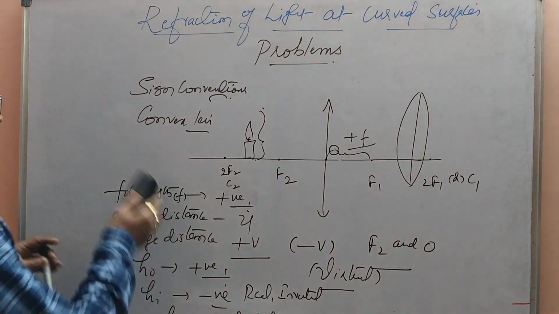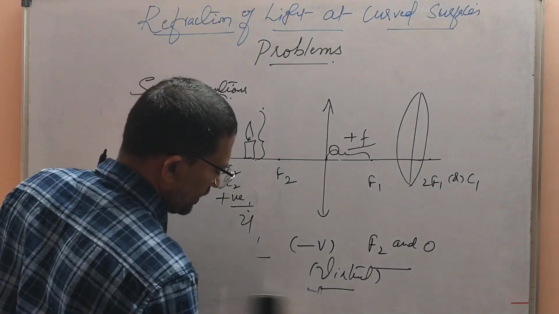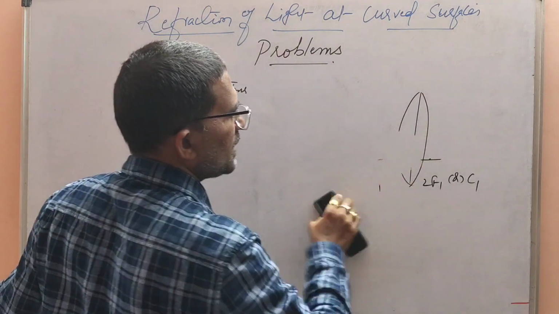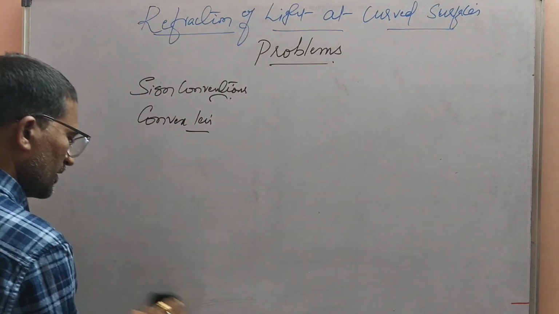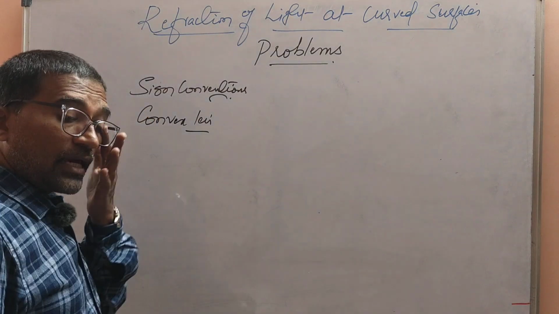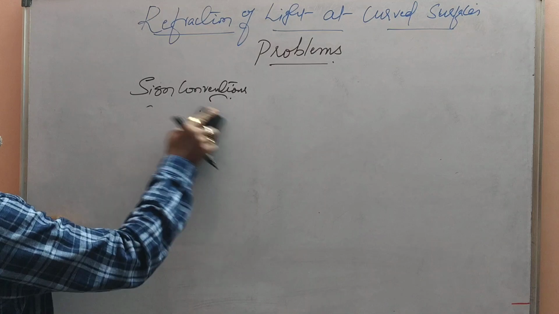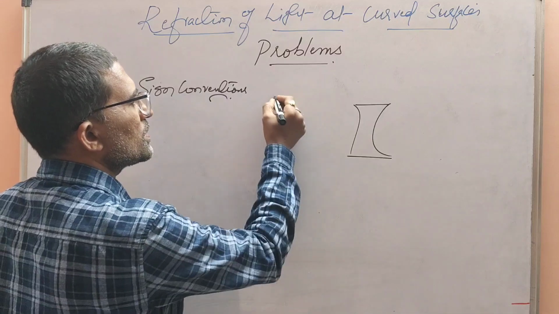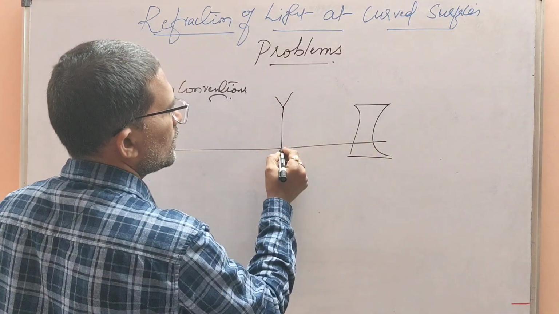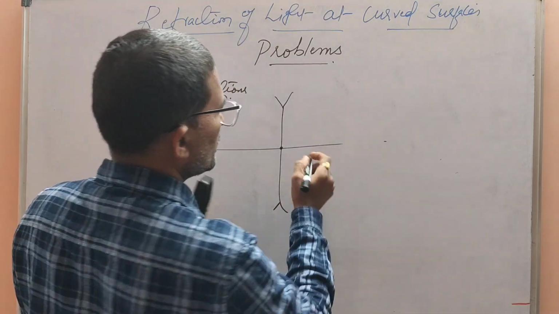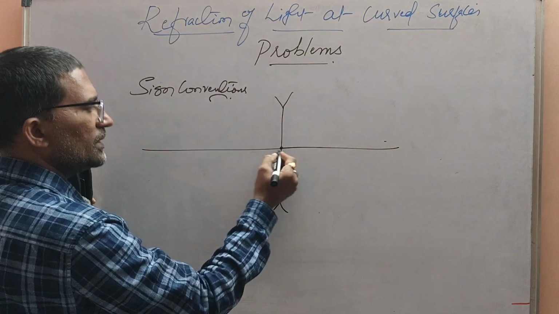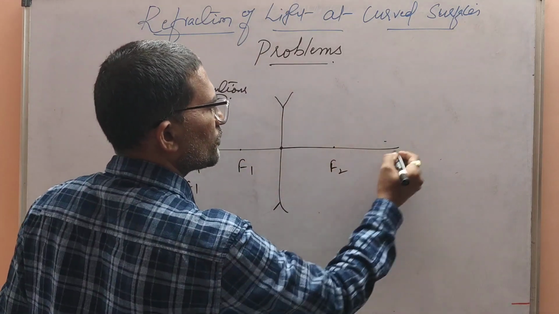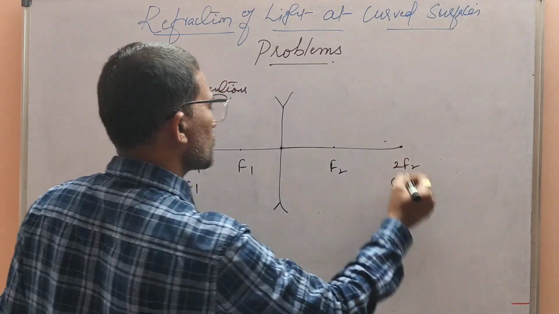Next, I'll be talking about the concave lens. You know well that a concave lens is a diverging lens, because when the light rays pass through the concave lens, after refraction the light rays diverge. This is a concave lens, and this is its symbol. This is the optic center, and this is F1, 2F1 or C1, this is F2, and this is 2F2 or C2.